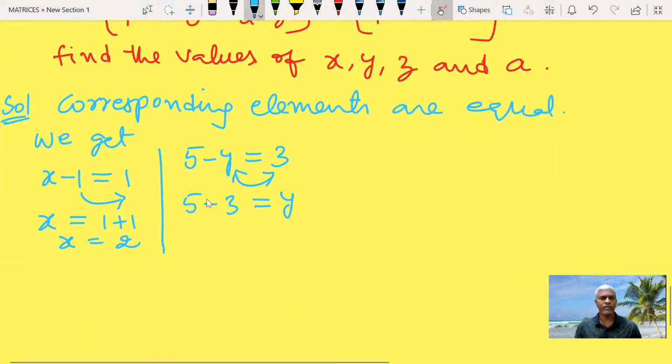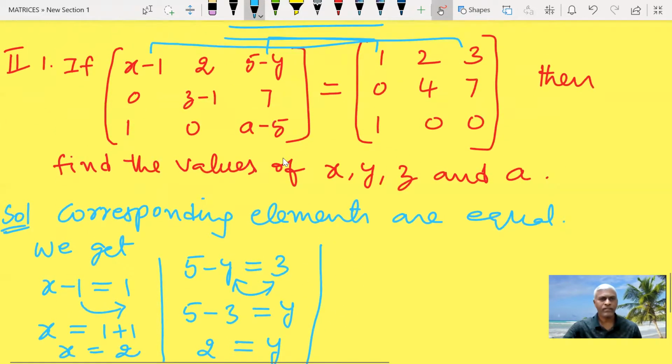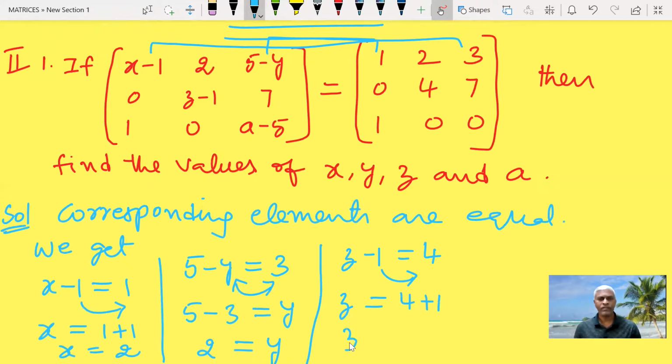So 5 minus 3 is 2. So this is the y value. Next, z. The middle element, z minus 1, is corresponding to 4. So this is 4 minus 1 becomes plus 1. So z is equal to 5.